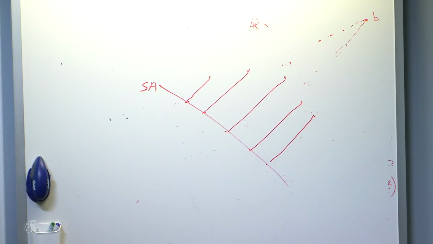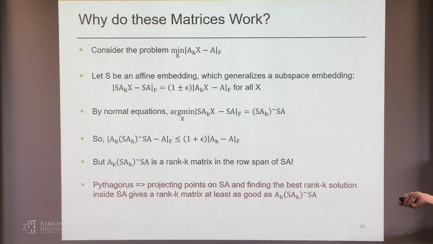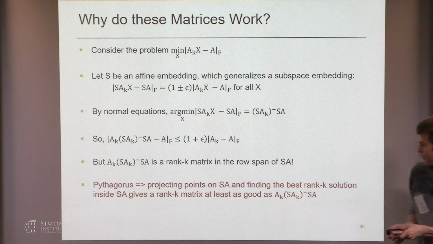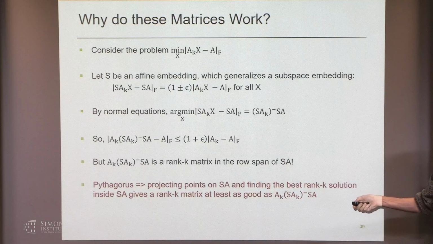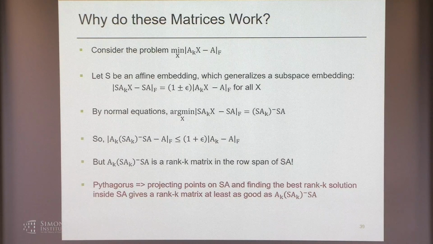Okay, so just to conclude, it's a rank K matrix in the row span of S times A, and Pythagoras says projecting the points onto S times A and finding the best rank K solution inside of SA gives a rank K matrix at least as good as this particular one that we found. So that's why the algorithm works. That's why it's a good thing to project onto the row span of S times A. Any questions about low rank approximation?